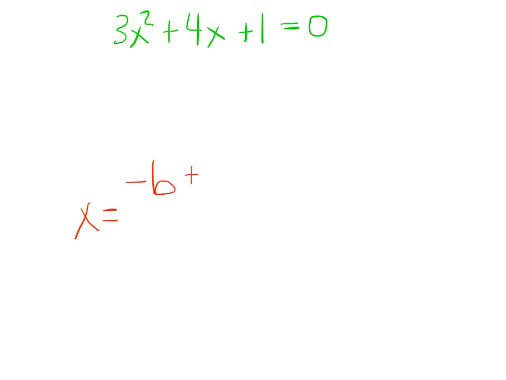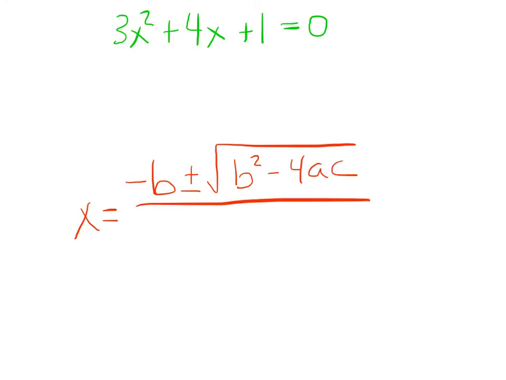Anytime you're trying to solve a quadratic equation, and something like that might look like 3x squared plus 4x plus 1 equals 0, we can use the quadratic formula. The quadratic formula is x equals the opposite of b plus or minus the square root of b squared minus 4ac, divided by 2 times a. And when we say a, b, and c, we mean the same a, b, and c that was in our factoring. A is 3, b is 4, and c is 1.